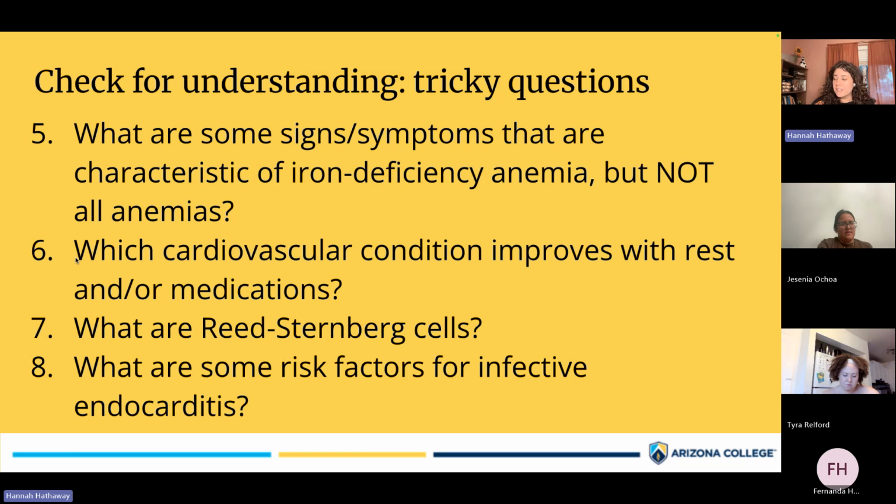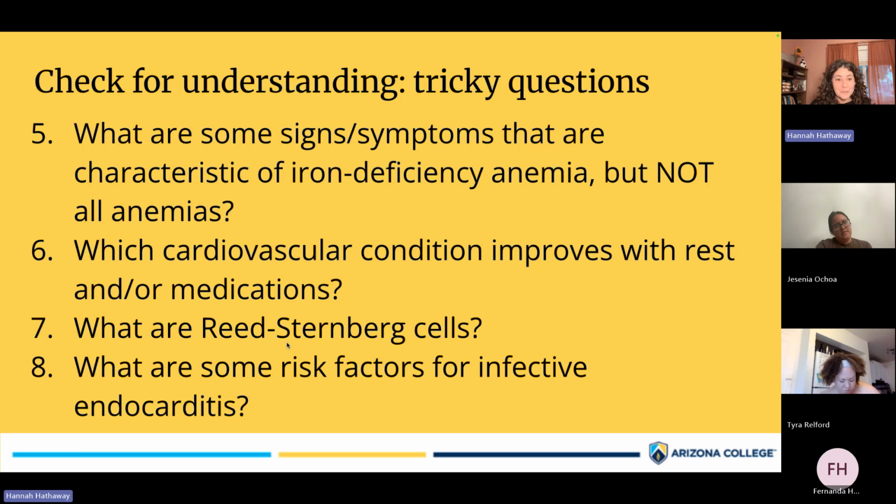Okay, which cardiovascular condition improves with rest and or medication? So it's like chest pain that improves with rest. Myocardial infarction? So in this case, because it gets better with rest, it's not going to be myocardial infarction. Yeah, it's going to be angina. Yes, that's like the key difference: if it gets better with rest, then it's not a heart attack or an MI. It's probably angina.